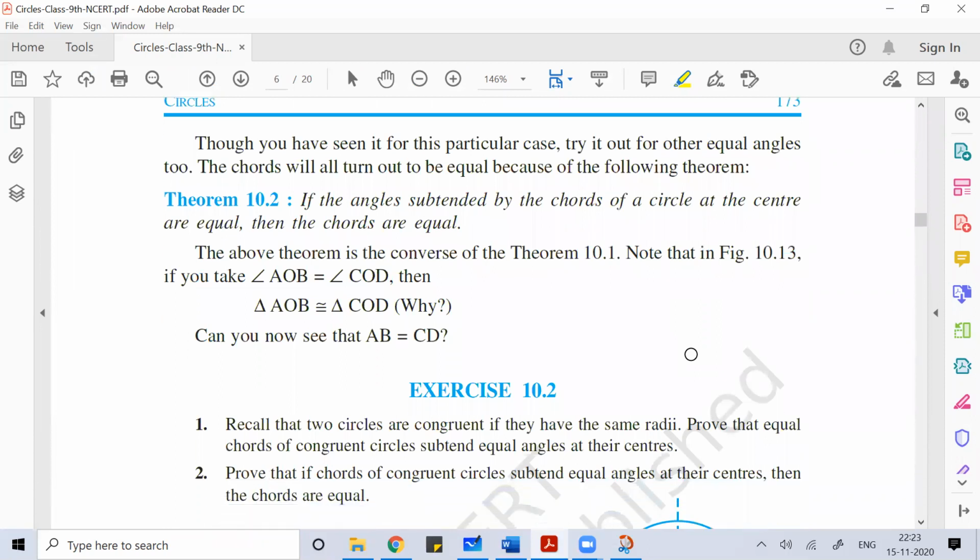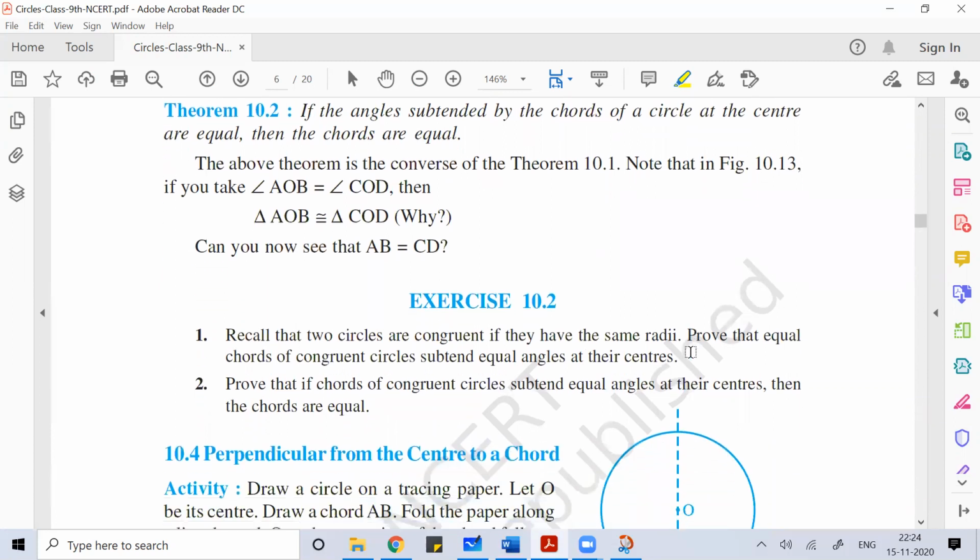And then the next part, theorem two: if the angles subtended by the chords of the circle at the center are equal, then the chords are equal. So this is the inverse of what we have studied. The equal chords of the circle subtend equal angles at the center, and if the angles subtended at the center by the chords are equal, definitely the chords which created these angles would be equal. This is what we have studied. So automatically you can prove it.